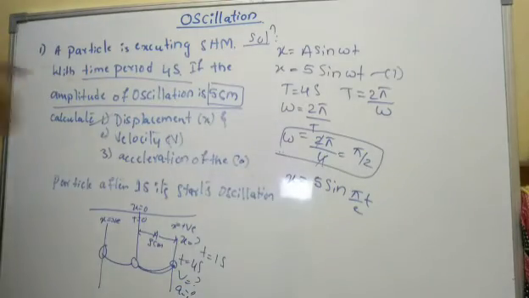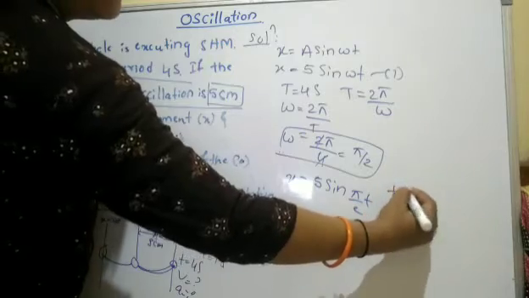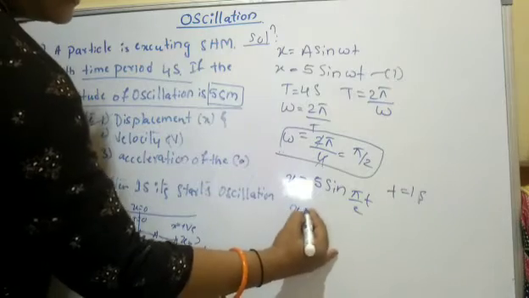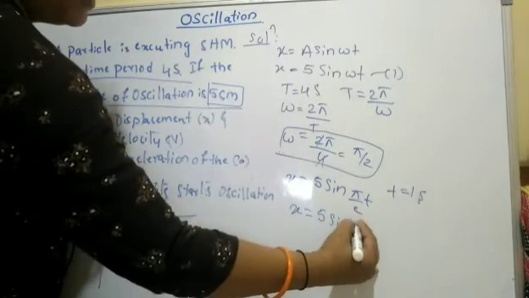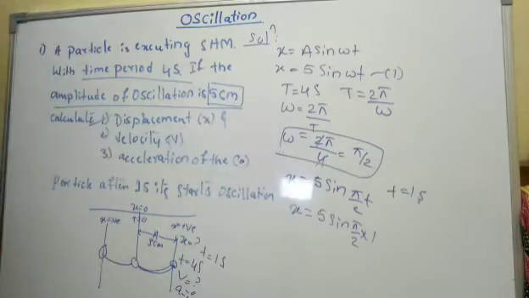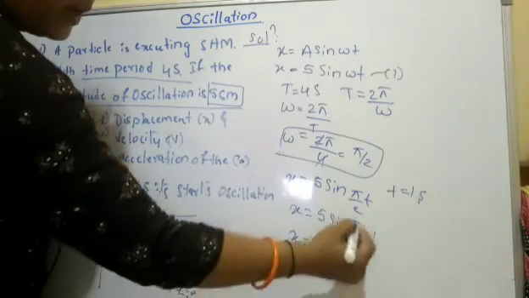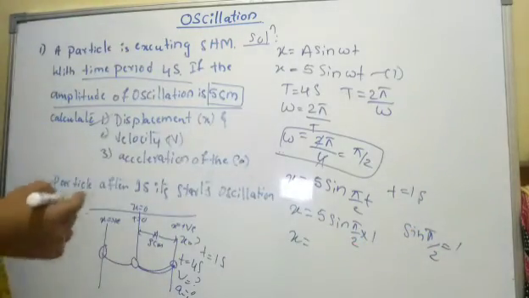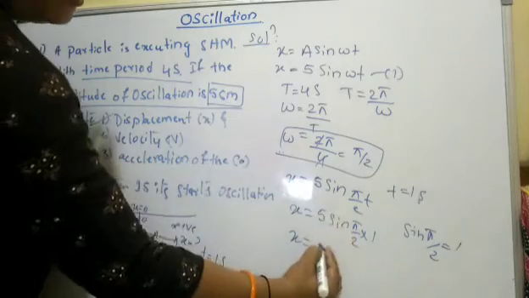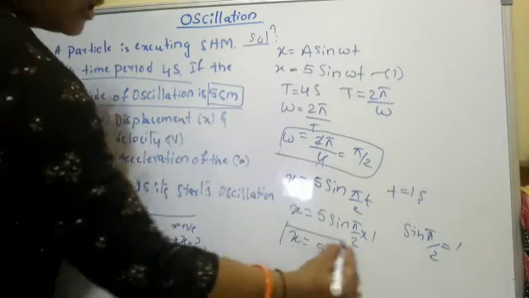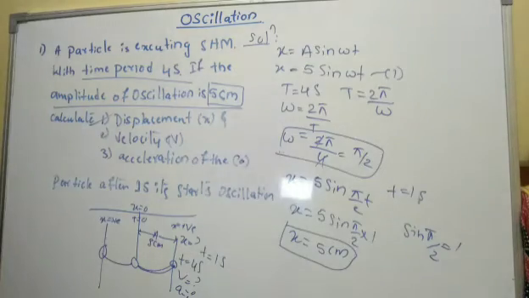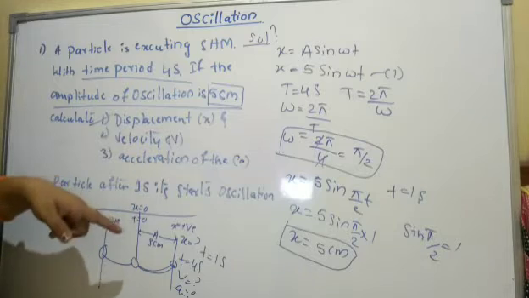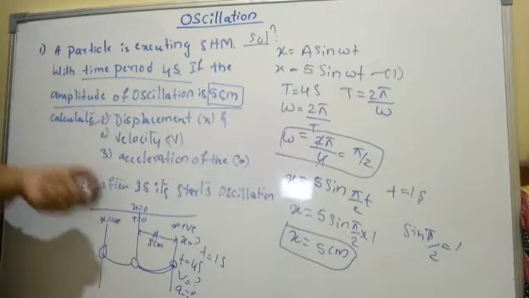As t is given, after 1 second we need to find out the displacement, right? So x is equal to 5 sin of pi by 2 into 1. Sin pi by 2 is 1, so what remains is 5 centimeter. This is the calculated displacement after 1 second when the particle is executing simple harmonic motion.